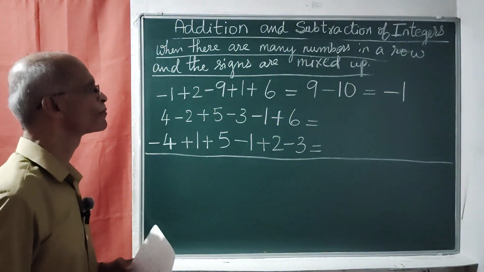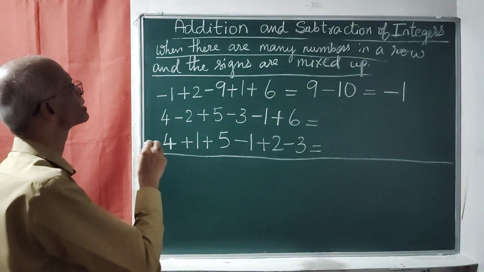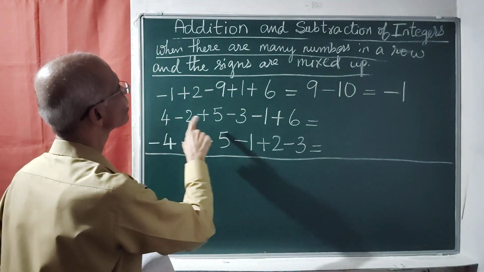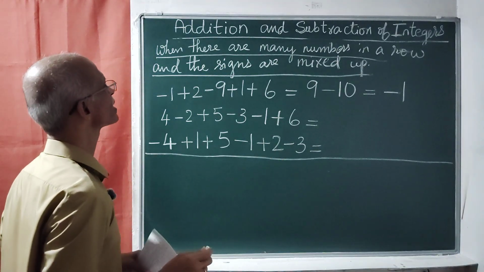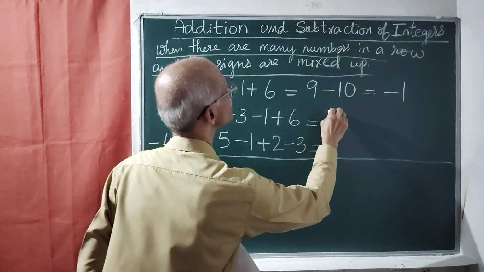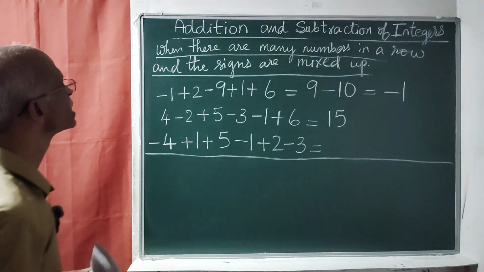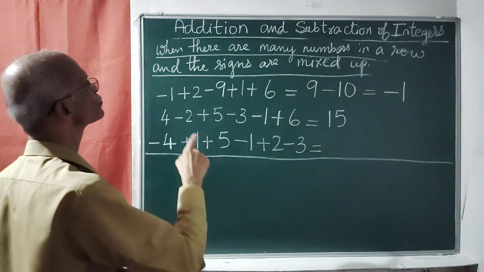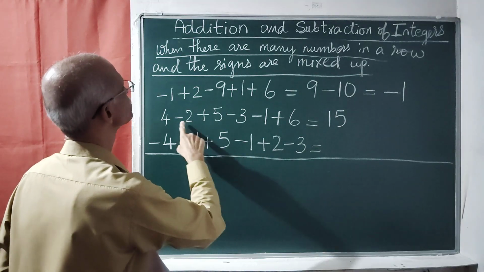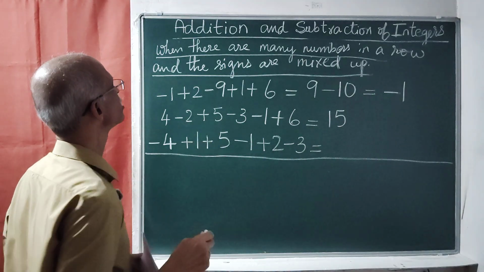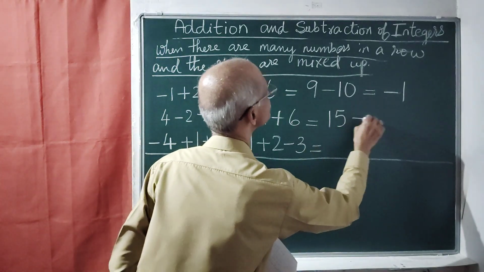Here also pick up the plus numbers, add and put plus. The plus numbers are 4, 5 and 6. So I'll get here plus 15. The minus numbers are which ones? 2, 3 and 1. So I'll get here minus 6.